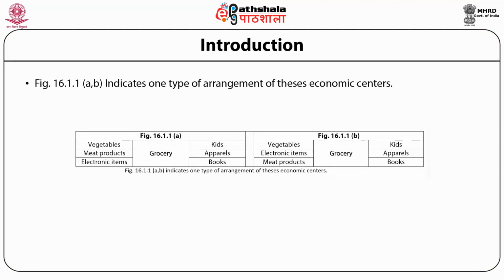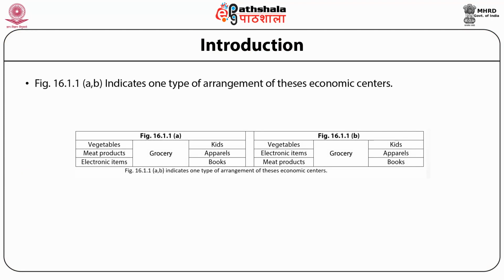Such an institution might have numerous departments. For instance, departments related to social sciences are grouped in one center, whereas departments related to the sciences are in some other center. The relative location of the canteen with respect to teaching departments should be such that it does not disturb the teaching function. The figure indicates one type of arrangement of these economic centers.